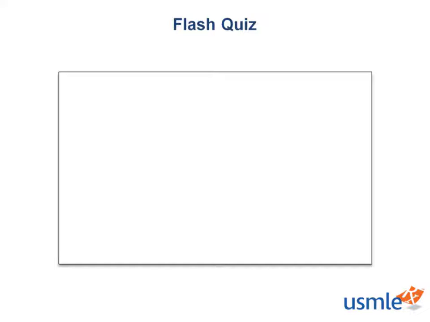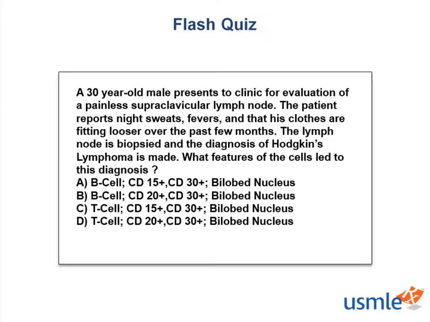Alright folks, it's time for our flash quiz. The question reads, a 30-year-old male presents to clinic for evaluation of a painless supraclavicular lymph node. The patient reports night sweats, fevers, and that his clothes are fitting looser over the past few months. The lymph node is biopsied and a diagnosis of Hodgkin's lymphoma is made. What features of the cells led to this diagnosis?